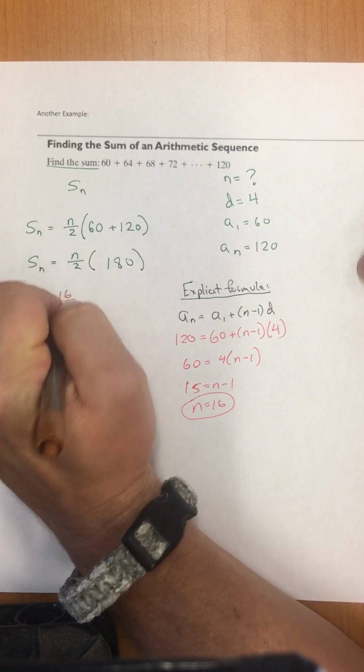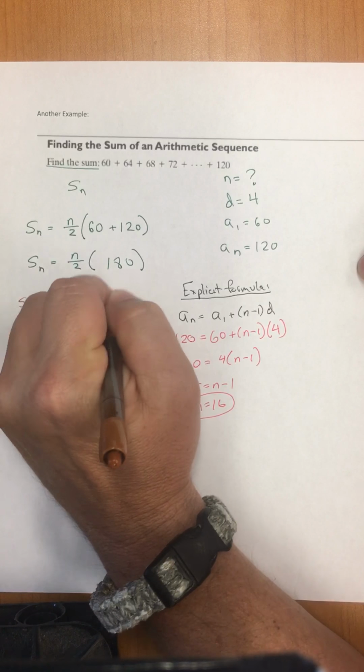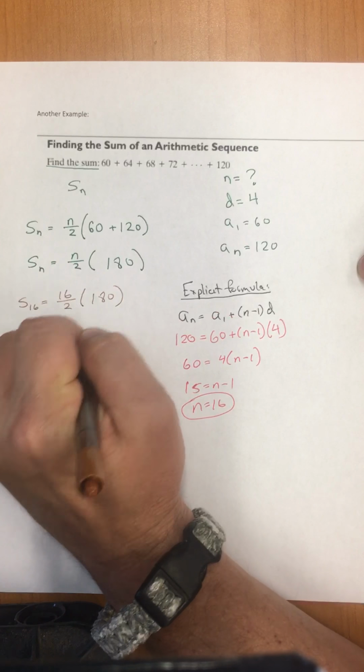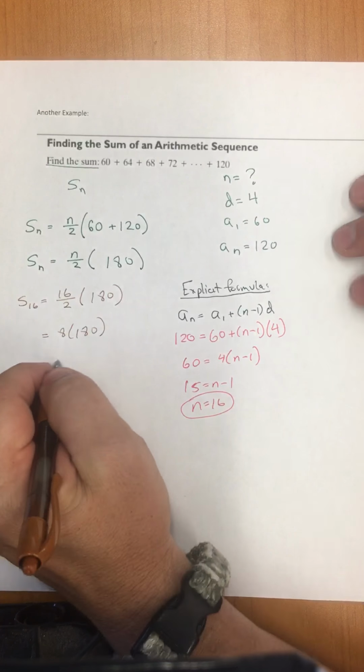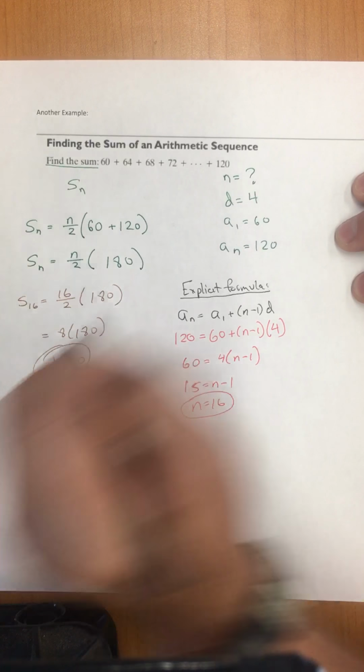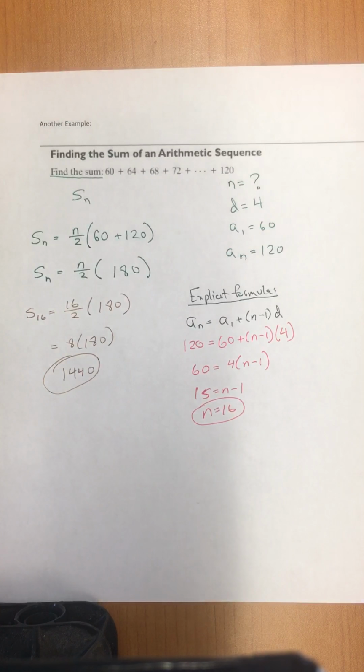S sub 16 equals 16 over 2 times 180, which equals 8 times 180. Let's see, 8 times 180, 1,440. You don't believe me? Add up all 16 of those. I promise you, you'll get 1,440.